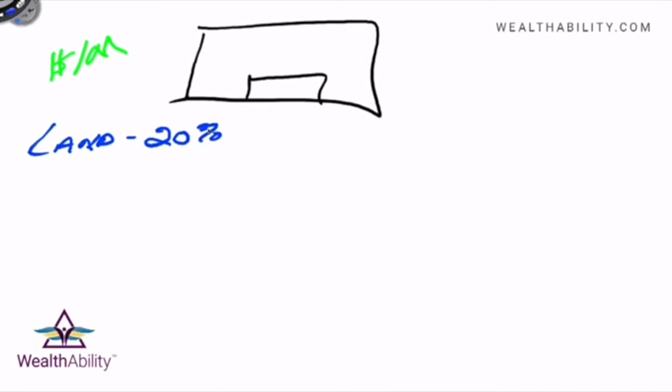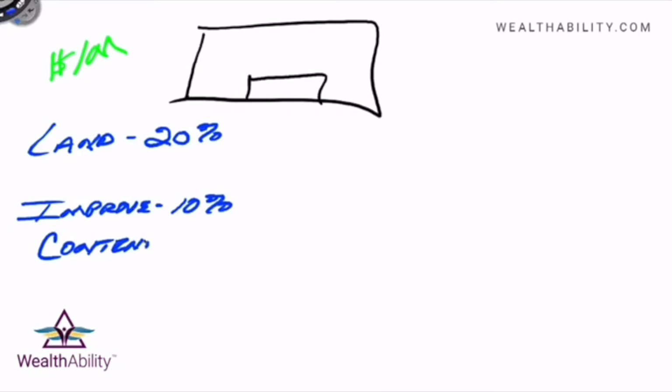And then I expect that the land improvements, you see how I'm doing this here? The land improvements I expect to be about 10%. And the contents I expect to be about 20%, which leaves the building gets the rest. That's the way cost segregation works. You look at everything else and what's left over is the building, so that would be 50%.